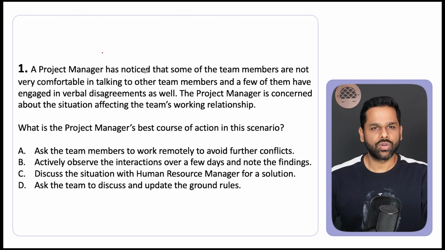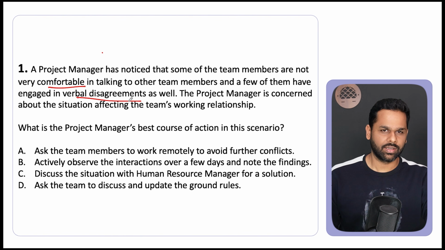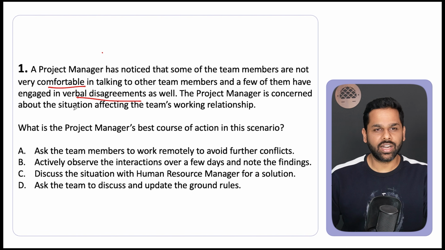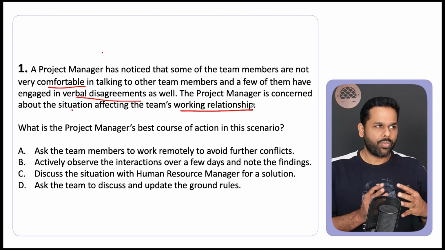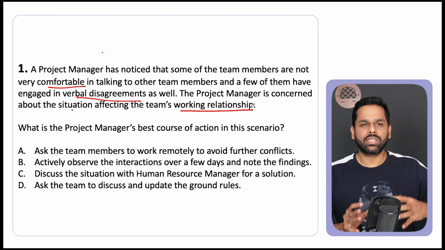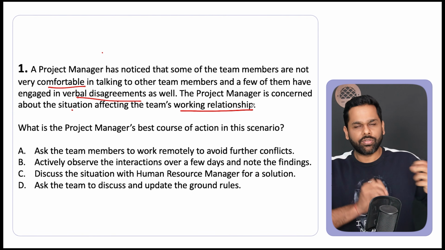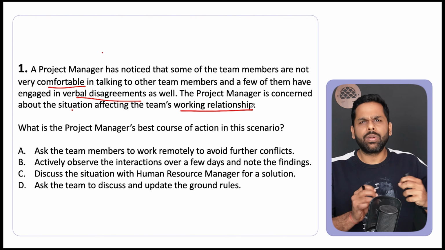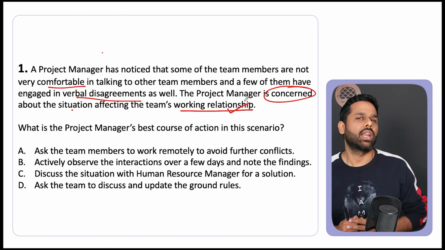A project manager has noticed that some of the team members are not very comfortable in talking to other team members, and a few of them have engaged in verbal disagreements as well. The project manager is concerned about the situation affecting the team's working relationship. So the point here is that some team members are not comfortable talking to one another, and a few have got engaged in a verbal disagreement. So the project manager is concerned, will this impact the team's working relationship?